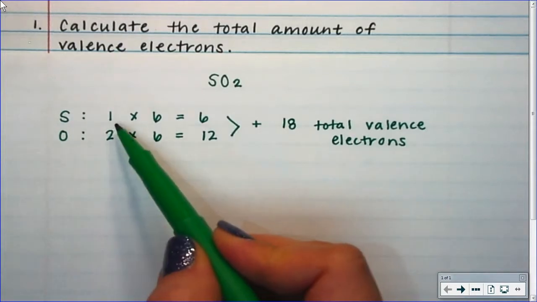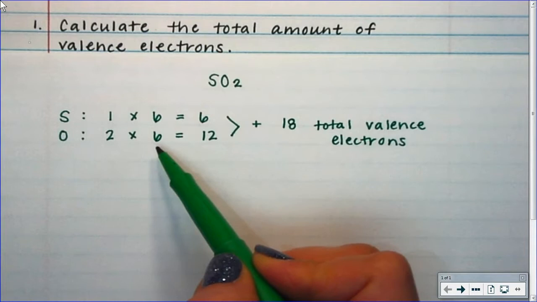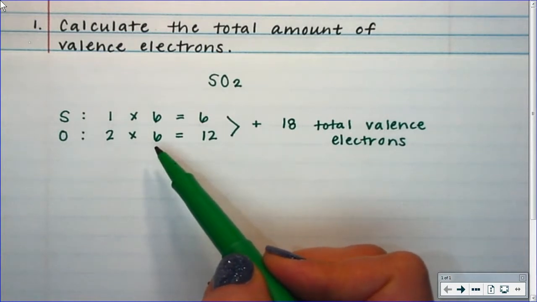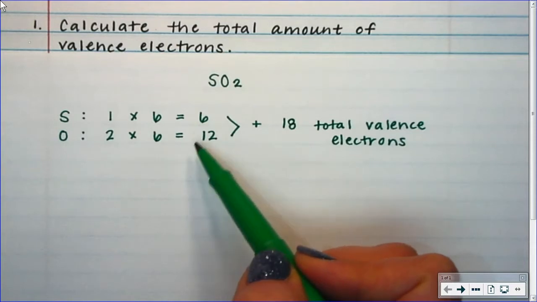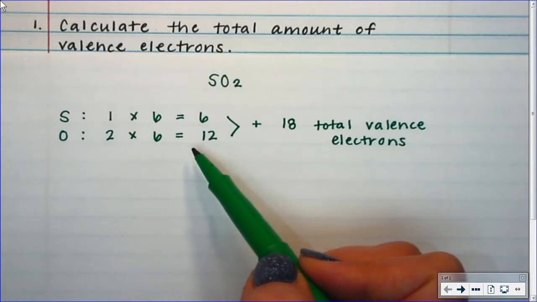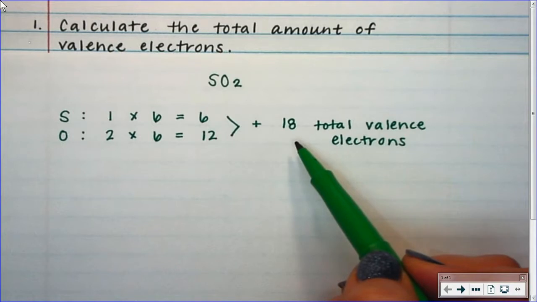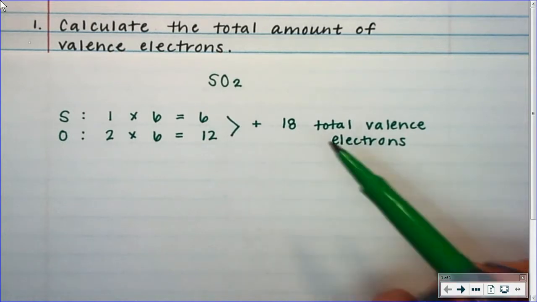We have 1 sulfur and 2 oxygen. They're both in group 16, so they both have 6 valence electrons. Go ahead and multiply across, and we have 6 and 12 that we need to add together, thus giving us 18 total valence electrons for this molecule.